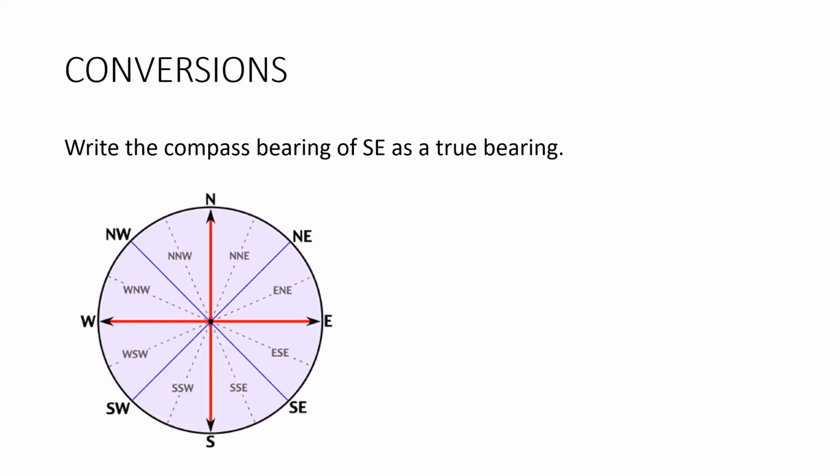We can also convert between compass bearings and true bearings. Here's an example. Write the compass bearing of southeast as a true bearing. So here's southeast here. We want the angle from north in a clockwise direction until we hit that arm. So this angle here. All right, we know that that one in there is 90 degrees. We also know that southeast is halfway between south and east. And so that must be 45 degrees. And so we want 90 plus 45, which is 135 degrees true.